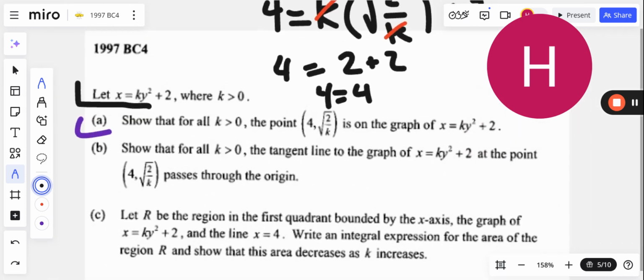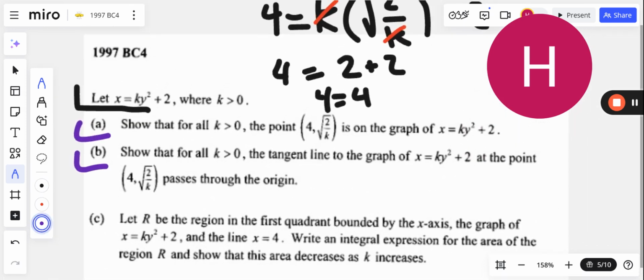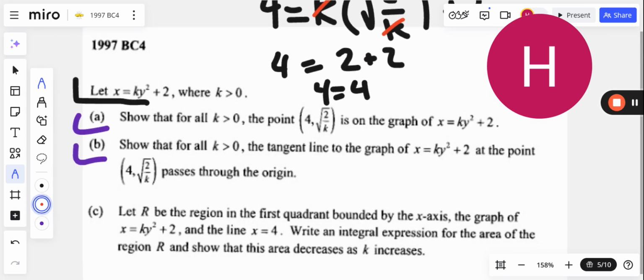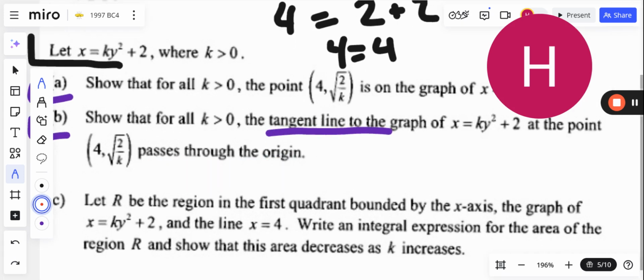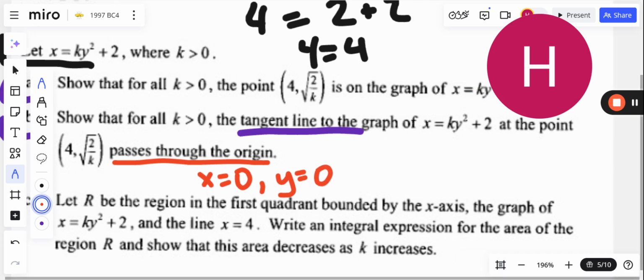Okay, not bad. Part B, show that the tangent line, so we need to use something with the tangent line at that point, 4 comma square root 2 over k. We want to make sure it passes through the origin. So what does that mean for it to pass through the origin? That means that when x equals 0, then the y equals 0 as well. But we have to use the tangent line to plug in the 0 and check.